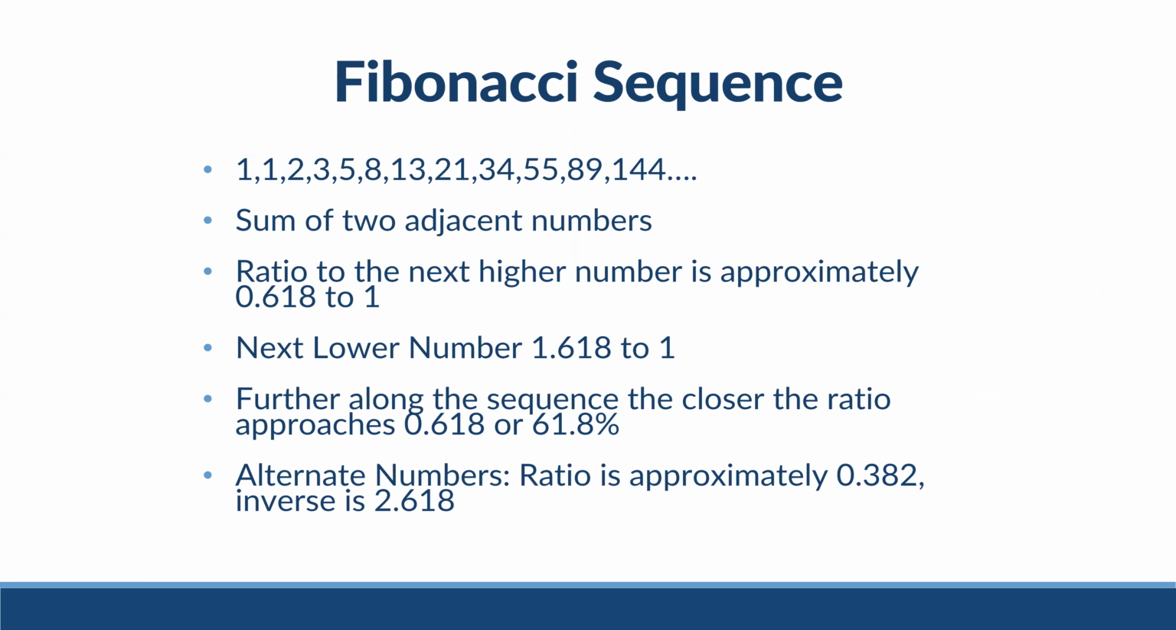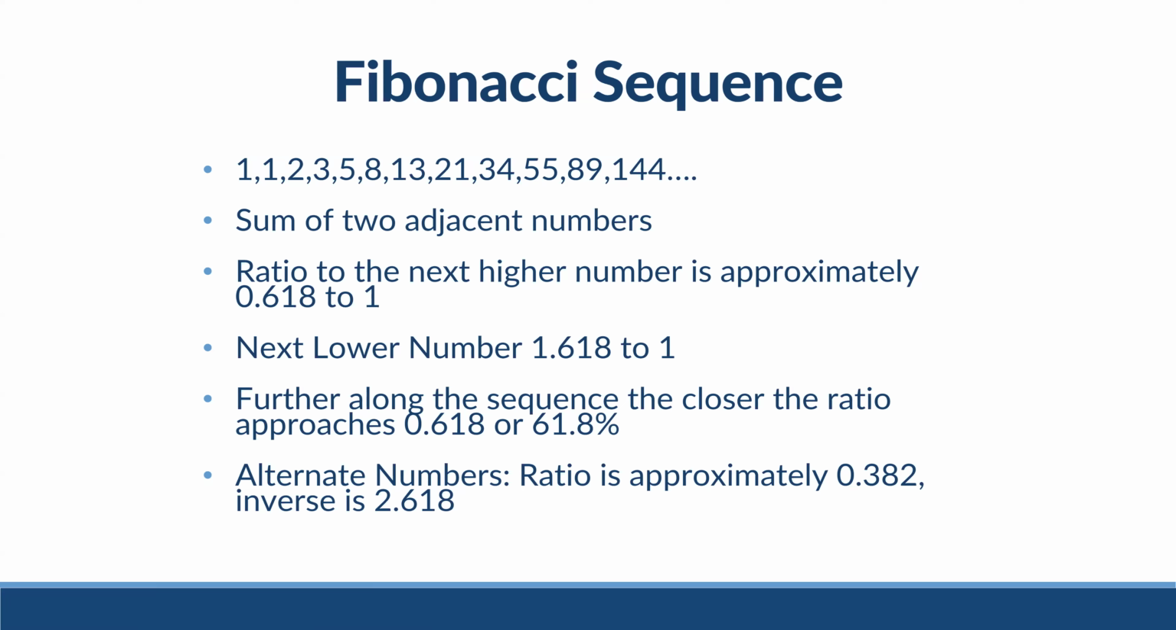Just to give some backstory, the Fibonacci sequence goes like this: 1 plus 1 is 2, 2 plus 3 is 5, 3 plus 5 is 8, and so on. And it keeps going. The sum of two adjacent numbers in the sequence forms the next higher number. The ratio to that next higher number is approximately 0.618 to 1. So 0.618 is one of the golden ratios. 1.618 is technically the golden ratio, but 0.618, when we're looking at golden ratios in trading, is one of the most prominent retracement levels that we look for.